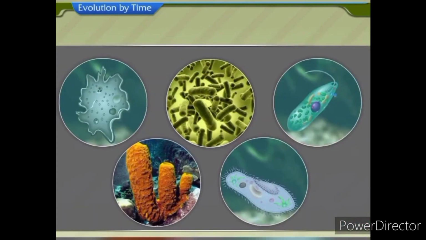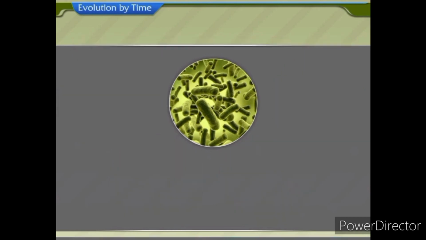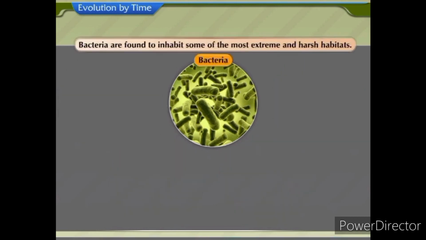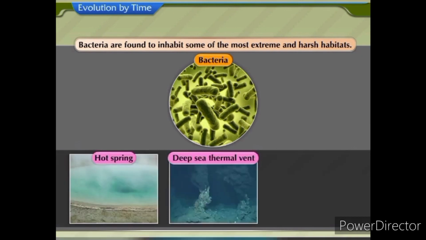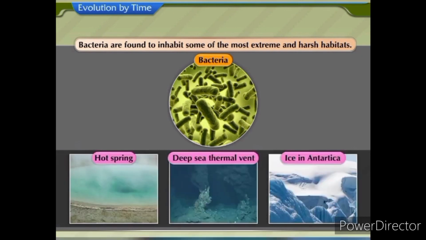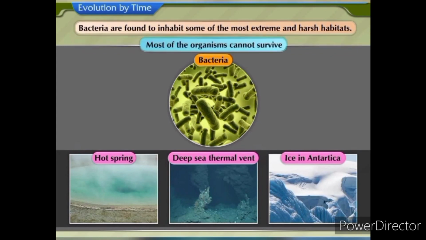This fact is relevant since even today many older and simpler forms of organisms still survive on the earth. For example, bacteria are still found to inhabit some of the most extreme and harsh habitats such as hot springs, deep-sea thermal vents, and the ice in Antarctica, where most of the other organisms cannot survive.